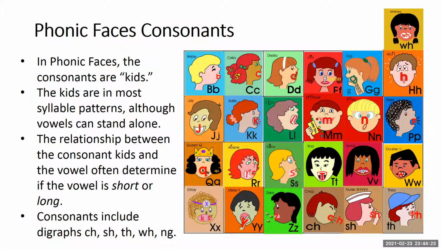In the phonic faces alphabet, the consonants are kids. The kids are in most syllable patterns, although vowels can stand alone in a syllable. The relationship between the consonant kids and the vowels often determines if the vowel is short or long. Consonants include the digraphs CH, SH, TH, WH, and NG, as well as the single letters. The digraphs use 2 letters to make one sound, such as ch or sh.